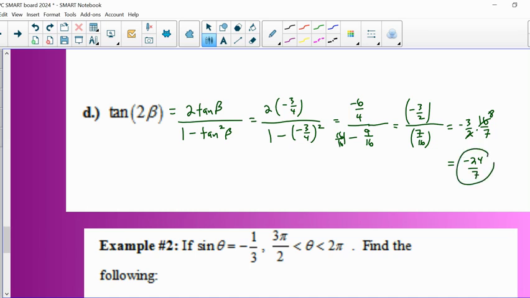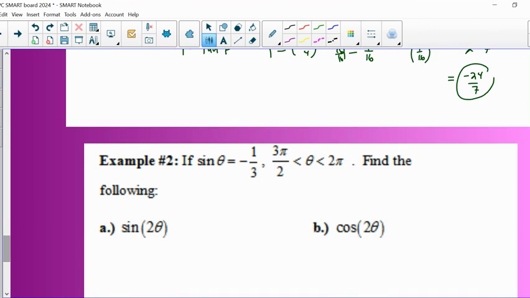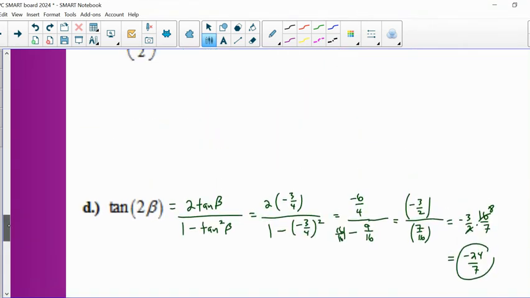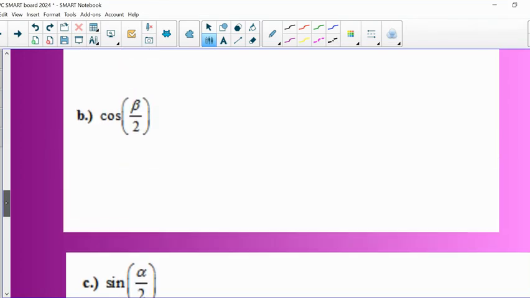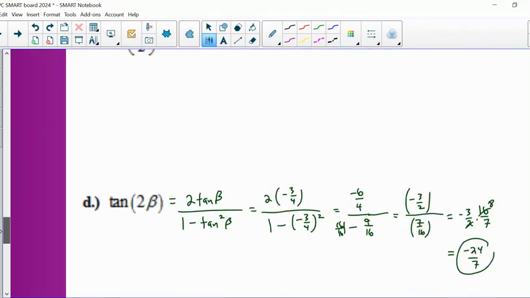Okay, so another double angle example. I think let's do a couple more. A new scenario. They give us just theta, and they ask us for sine of 2 theta, cosine 2 theta. And by the way, I'll come back and we will solve the half angles in the next video. Just wanted to focus on the doubles to start with.